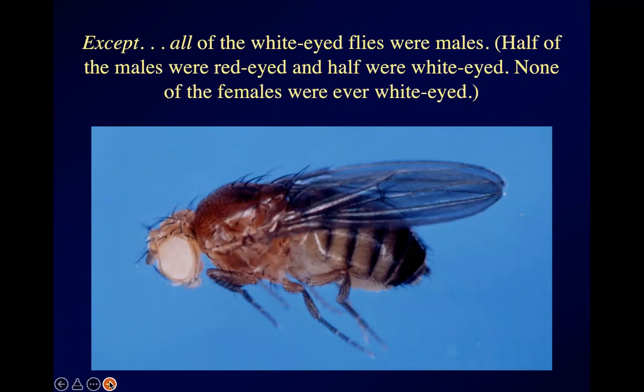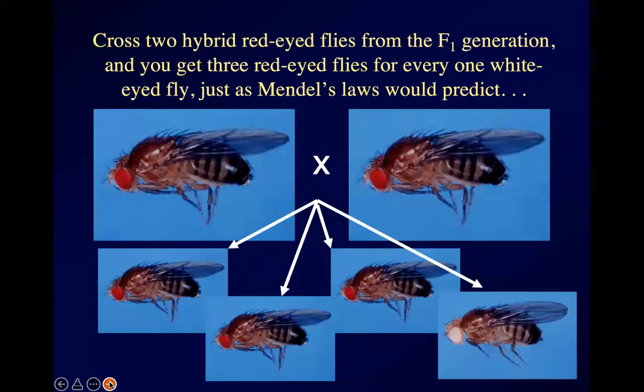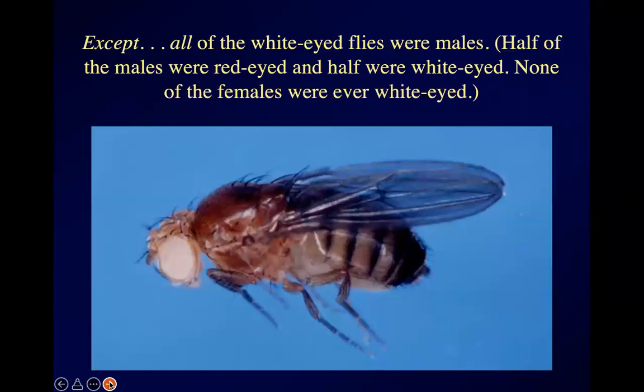So when he did that cross, where you got 3 red-eyed flies for every 1 white-eyed fly in the F2 generation, half the males in the F2 generation were red-eyed and half the males were white-eyed. None of the females were ever white-eyed. So this is weird because we've got a sex distinction here. It doesn't really apply to pea plants where each flower produces both eggs and sperm in the same flower.